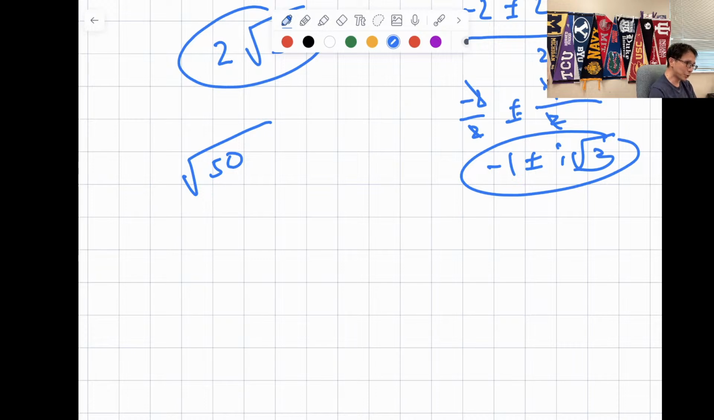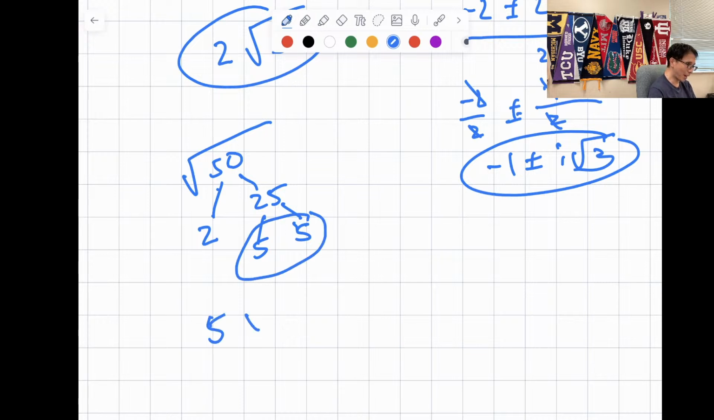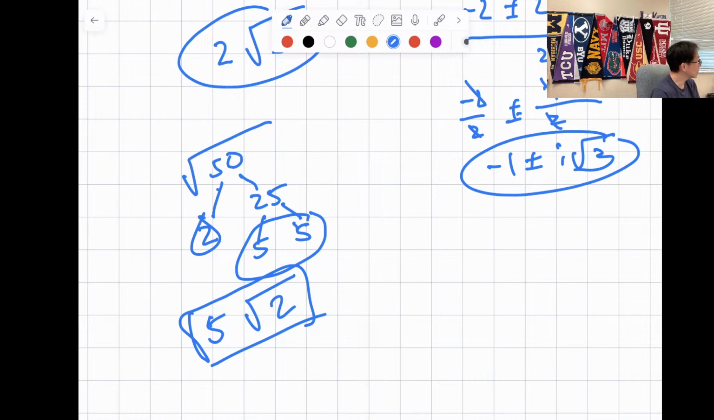So you can actually simplify this. What is it? 2 and what? 25. A 5 and a 5, right? These are going to try to escape. One survivor, and this one has no friends, so it's left inside. So it'll be 5 root 2. Is that okay? Next time you're not messing this up, right? Yes. Any question about this part? No? Okay, fair. All right.